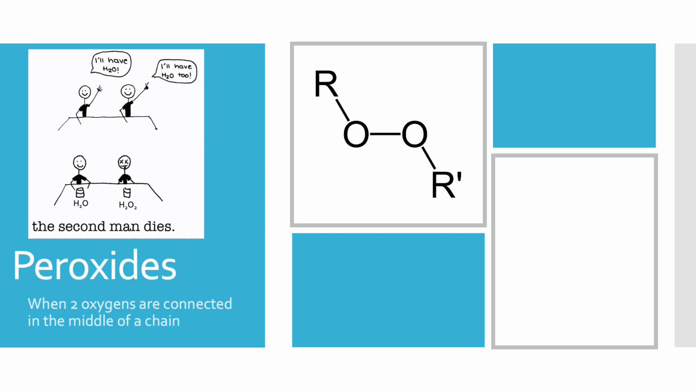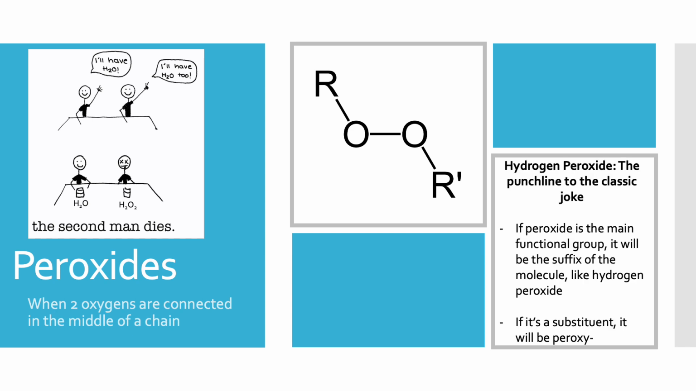Peroxides have 2 oxygens attached to each other with an R group on either side. You can see how hydrogen peroxide would look. It would have an H where those R groups are. In nomenclature, peroxides can be the main chains or substituents. As main chains, the suffix peroxide will be on the end, like hydrogen peroxide. As a substituent, we'll say peroxy.